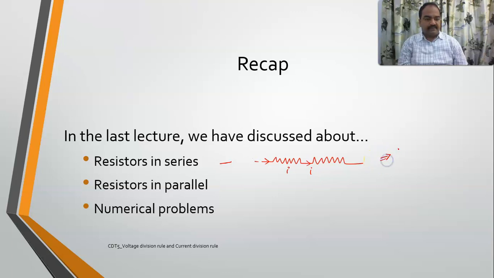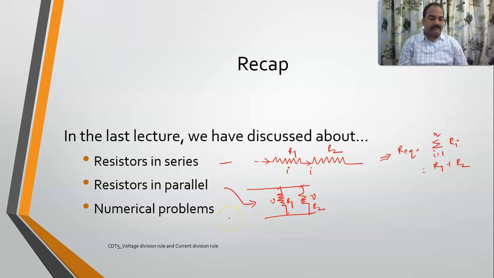Their equivalent resistance is given by the summation of the resistances. Let us suppose these are R1 and R2, then their equivalent resistance is R1 plus R2. Whereas when the resistors do have a common potential across them, the potential drop across this element is equal to the potential drop across this element. The currents are not the same, but the potential drops are the same. In that case, these resistors are said to be in parallel.